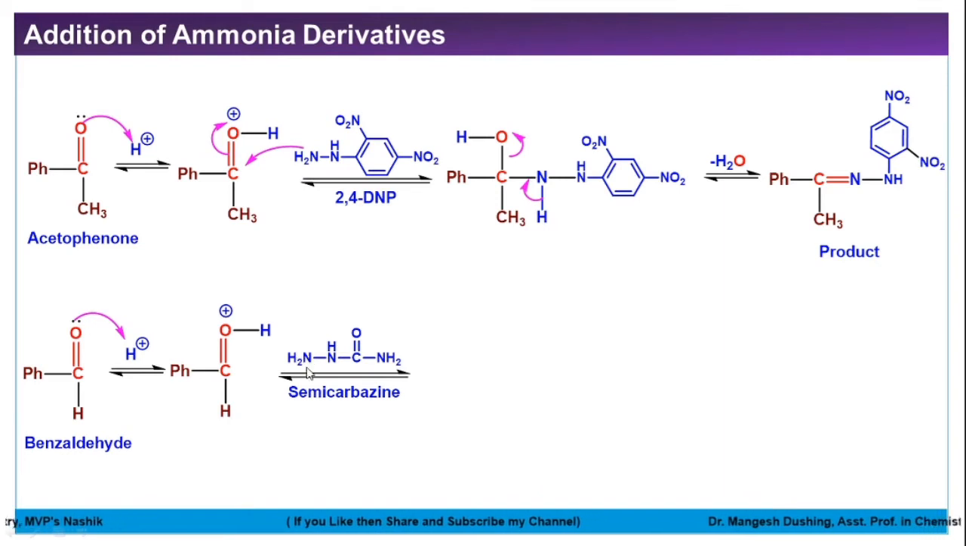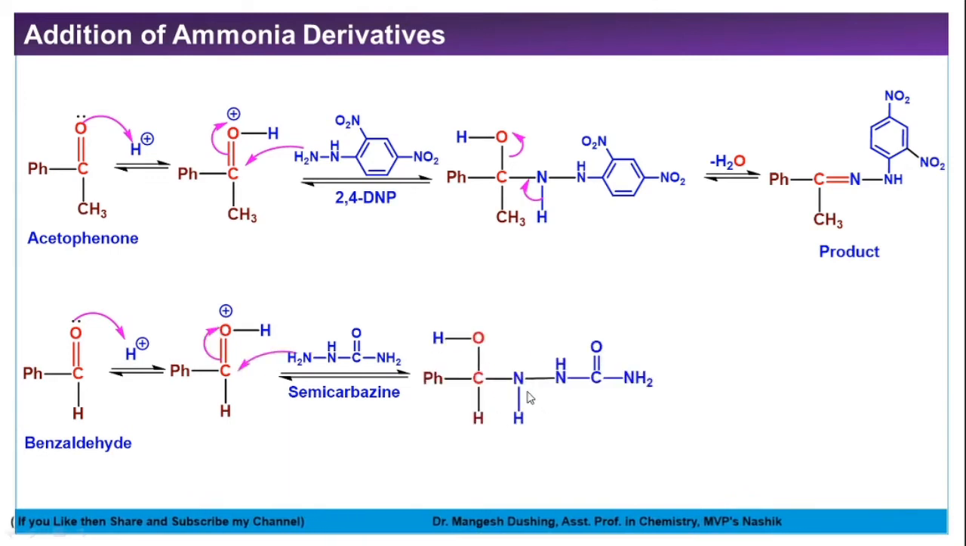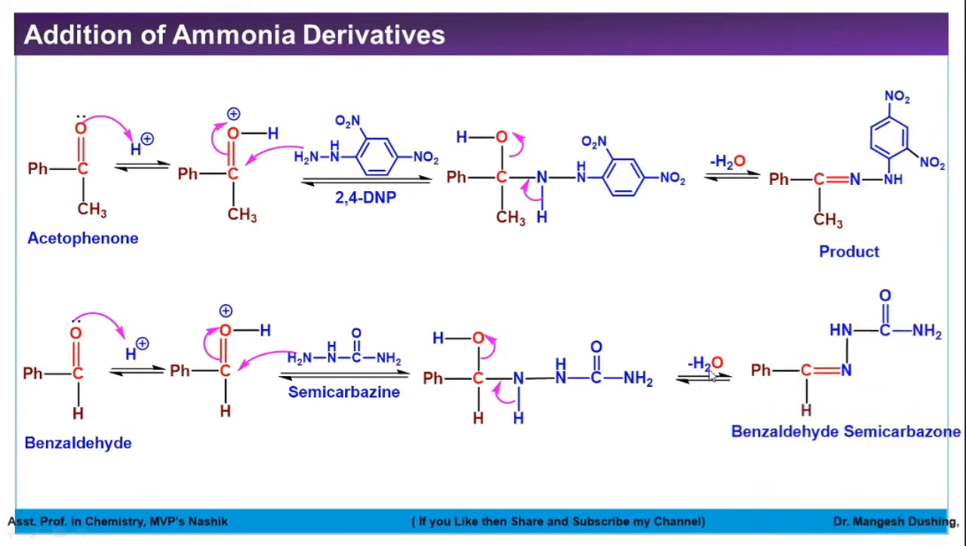So this primary nitrogen will react with the carbonyl carbon. The pi bond will break and the oxygen ion will be neutralized. Then the next step is elimination of this acidic hydrogen and OH. In this way this sigma bond will break and the carbon nitrogen bond will be double. So the single bond of carbon oxygen will break and an H2O molecule will leave, and we will get this product that is called benzaldehyde semicarbazone.